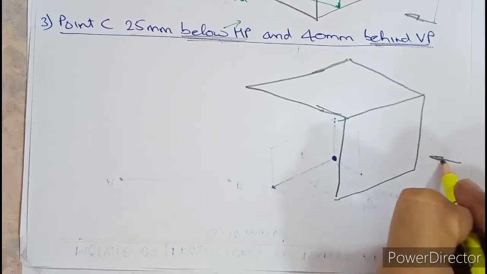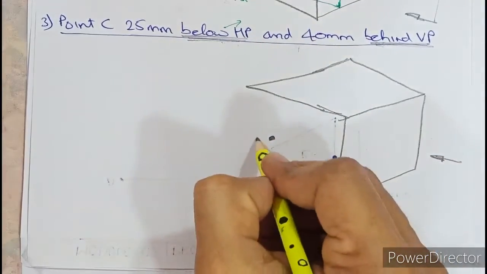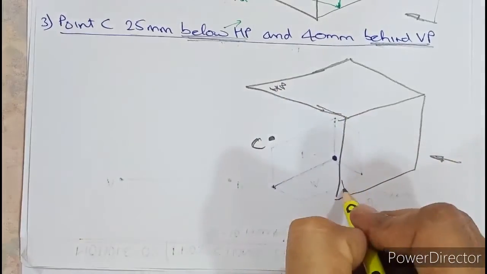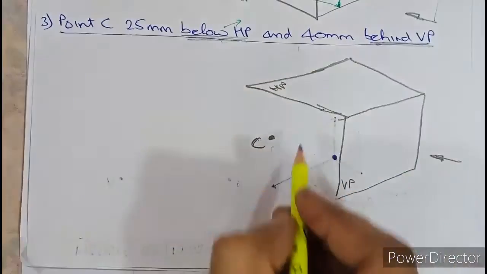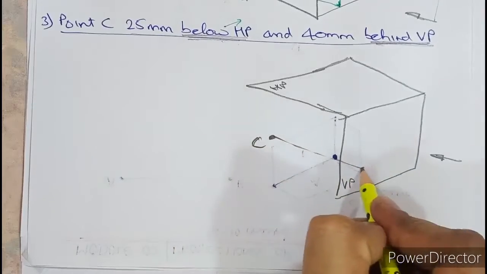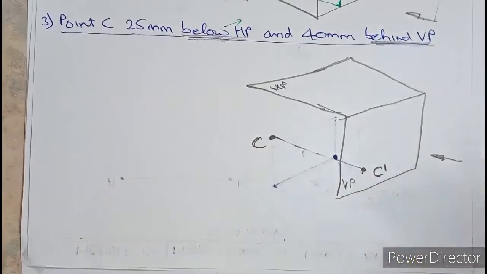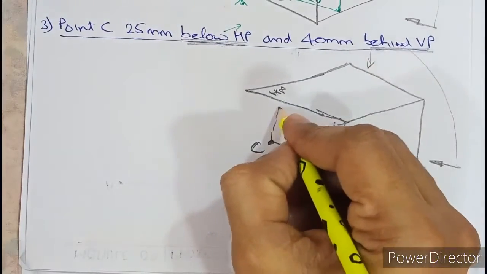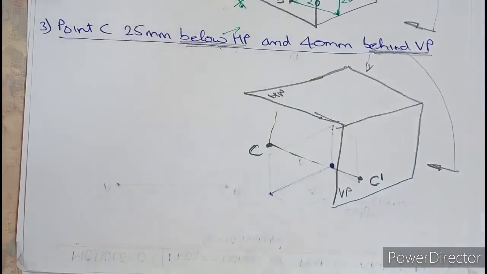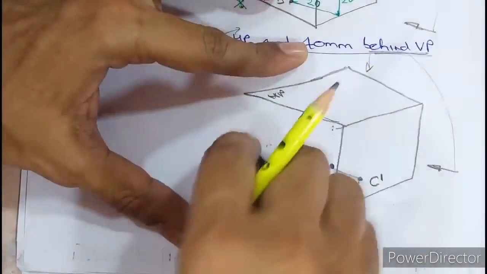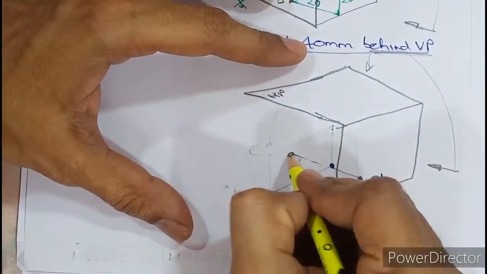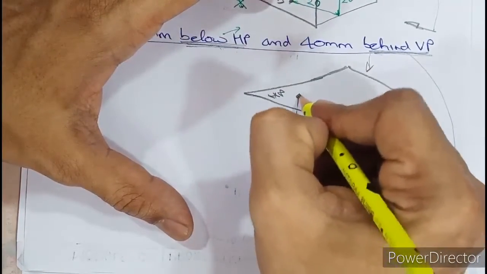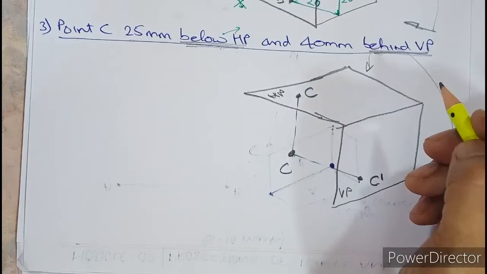Observe, looking from this side, point C is below HP. This is our HP, and behind VP. If you look in the front view, the projection of C falls here, called C dash. The front view is always dash. And when you look in the top view from this side, the projection of C falls here. Suppose actual C is over here; when you look in the top view from here, the projection of C falls here, called C without dash.